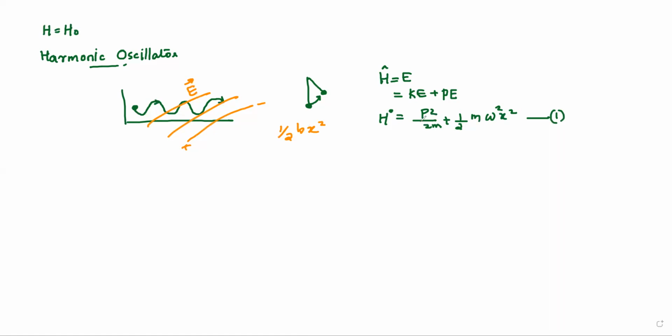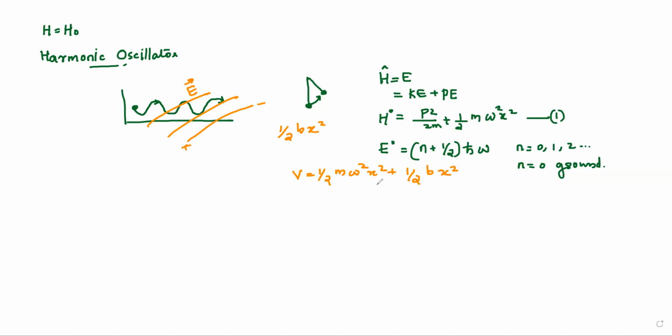So this is the unperturbed Hamiltonian, and we also know that the energy value of a harmonic oscillator in an unperturbed system is equal to (n plus 1 by 2) h bar omega, where n is equal to 0, 1, 2, etc., and n is equal to 0 for the ground state. This much we know. Now we add this additional potential to the potential energy. Then our potential energy V becomes half m omega square x square plus half b x square. So this is our total potential energy.